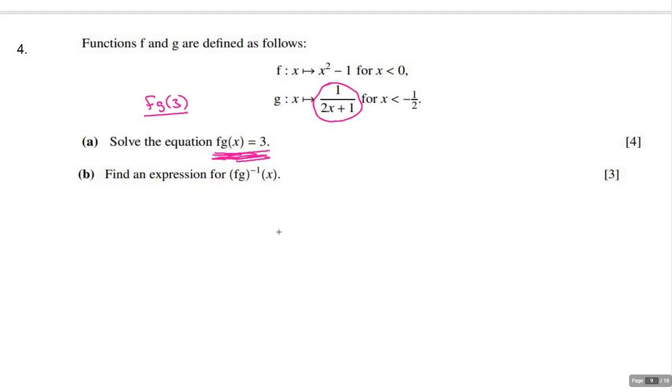E to the F to the X. Right? Okay, so what's that look like? That is 1 over 2x plus 1 squared minus 1. So that whole thing is squared, right? And then minus 1. Okay, now, what do they want me to do to that? They want you to set it equal to 3. So, equal 3. And then notice what they're saying. Solve. Okay. So, how are we going to do this?